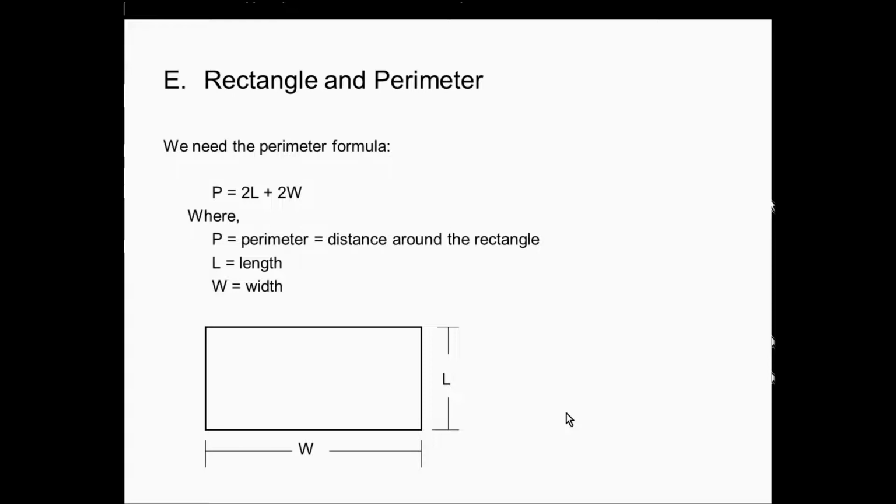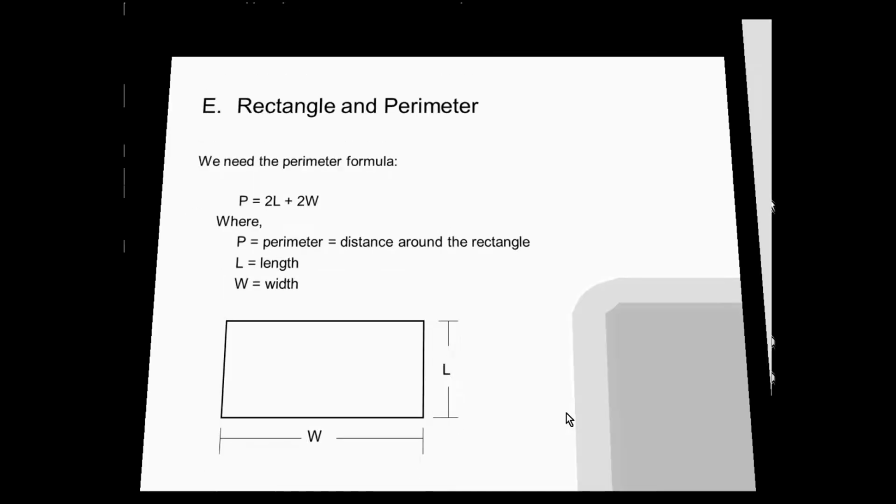And the perimeter, remember, is always the distance around the rectangle. Sometimes it's kind of disguised by talking about a fence around a corral or something. That's another way to disguise the perimeter problem. So, some examples.